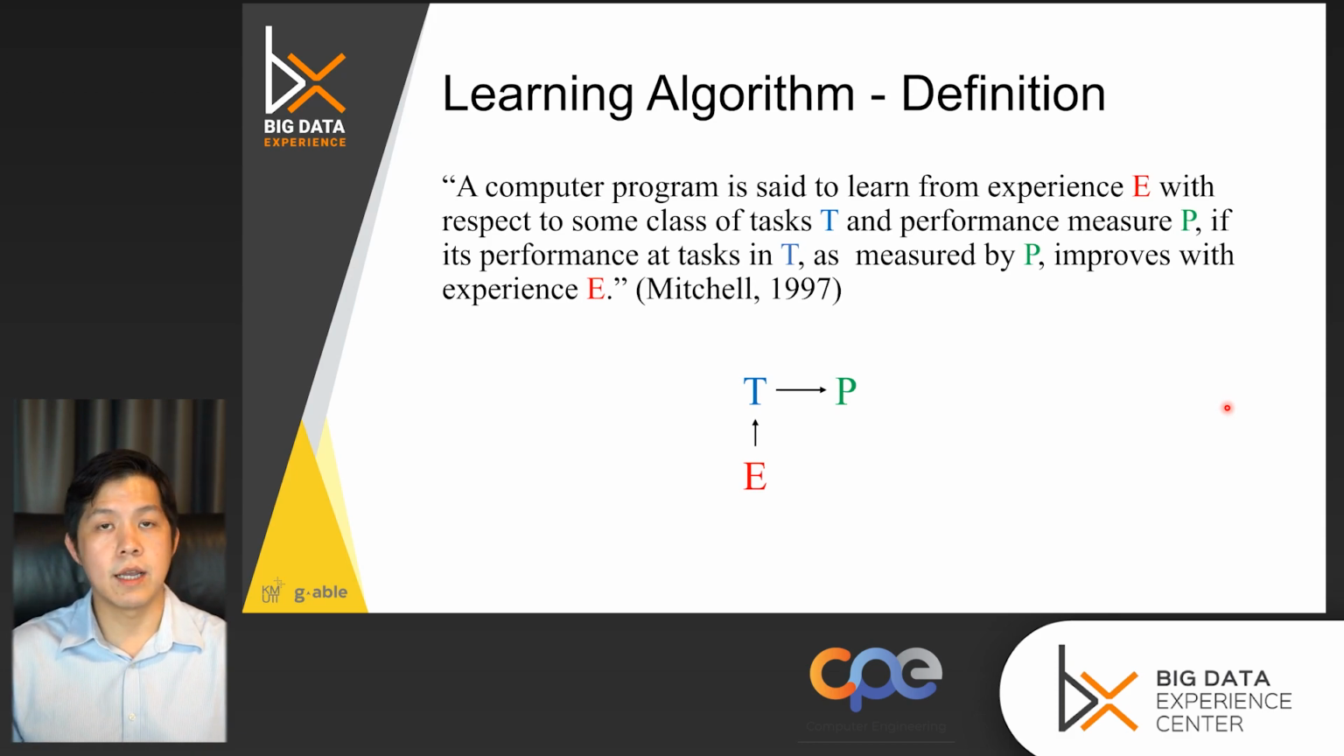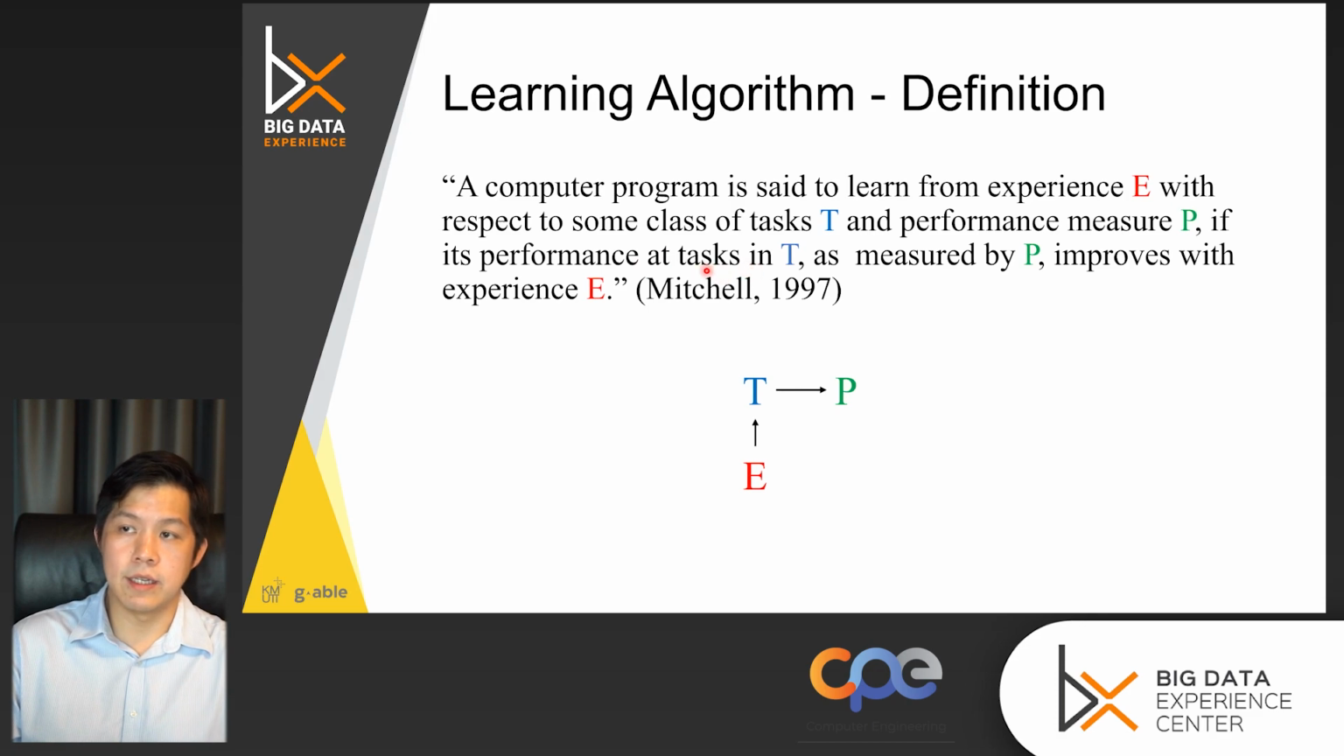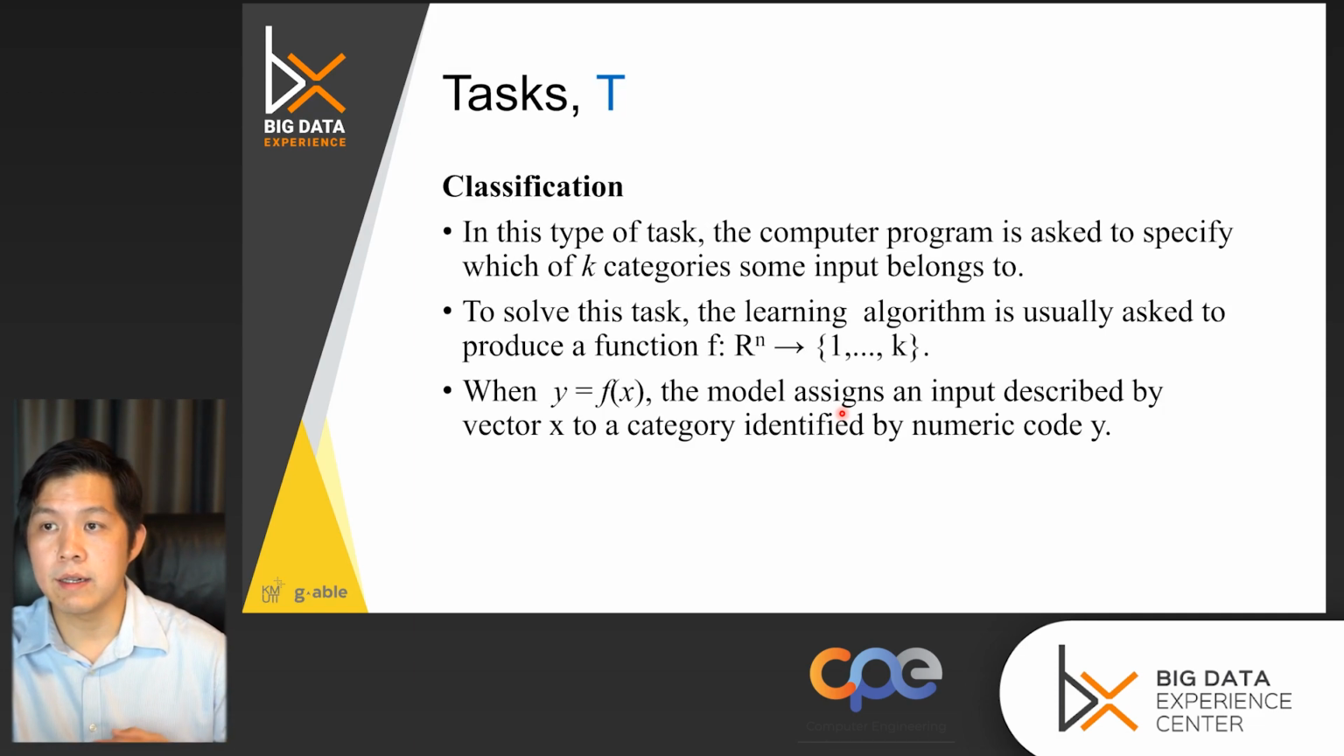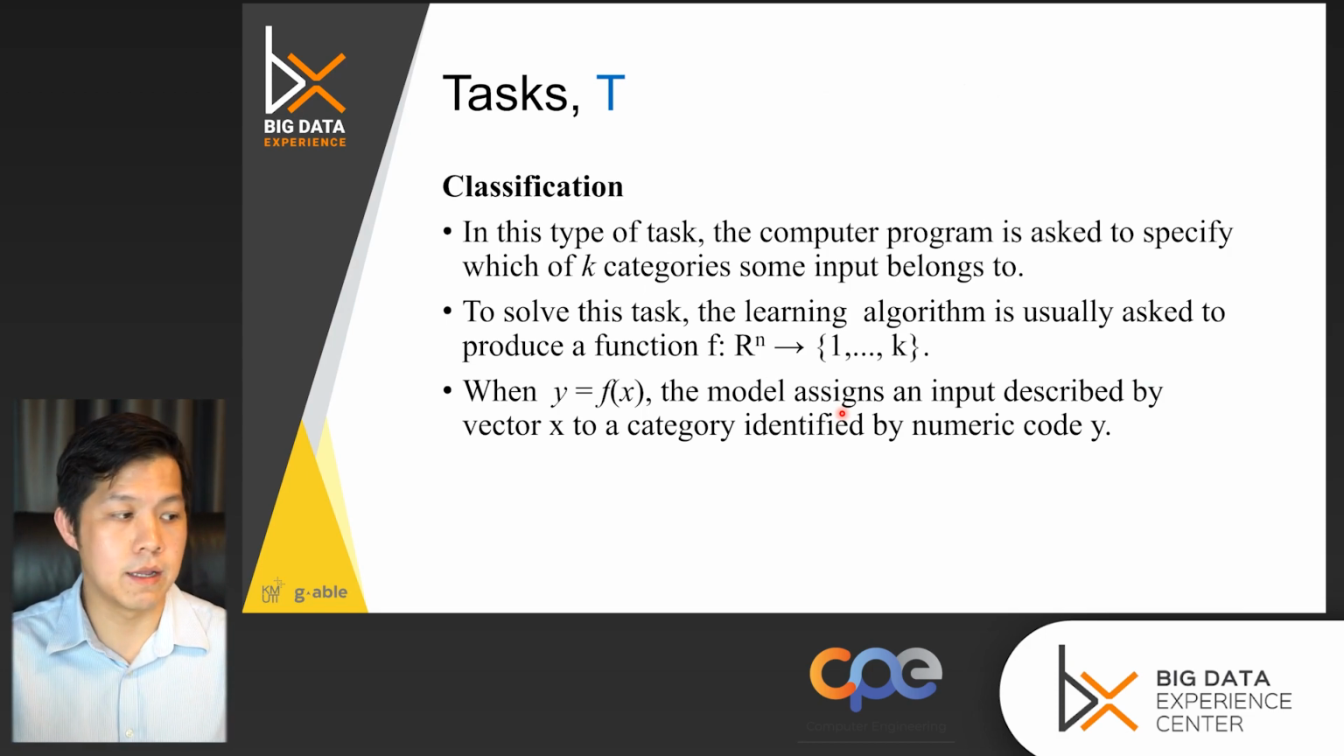So Mitchell in 1997 defined learning as follows: a computer program is said to learn from experience E with respect to the task that it has to perform, the task T, and this task would have a performance measure P, right? If its performance at the task T, as measured by P, improves with experience E, it means that with more experience, we can create a program that learns from experience how to perform the task and achieve the performance measure P. Okay, so this is like the formal notation. Now let's take a look at each of the components inside these elements.